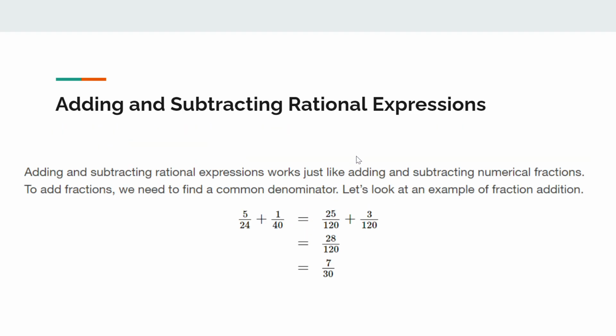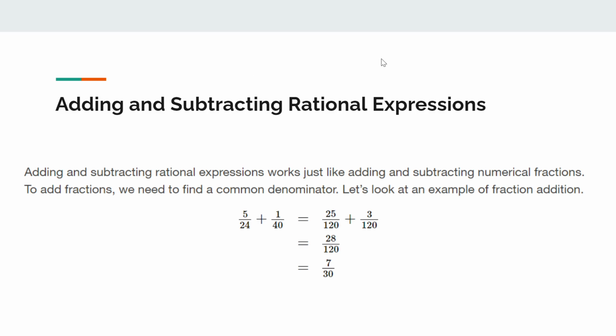The last one is adding and subtracting rational expressions. Adding and subtracting rational expressions also works just like adding and subtracting numerical fractions. To add fractions, we need to find a common denominator. Let's look at this example of fraction addition: 5 over 24 plus 1 over 40. They have different denominators, so what we have to do first is find their common denominator, and we want to find the least one, so the numbers won't get too big.